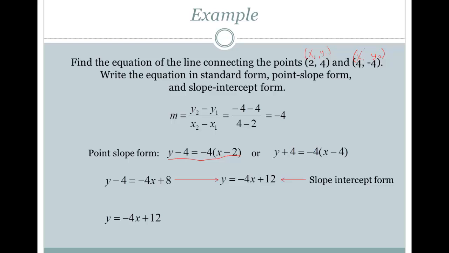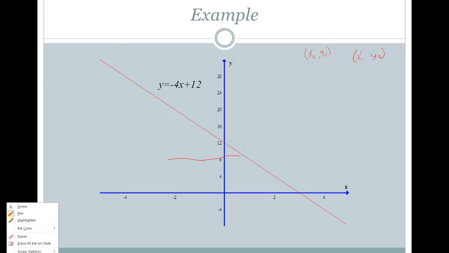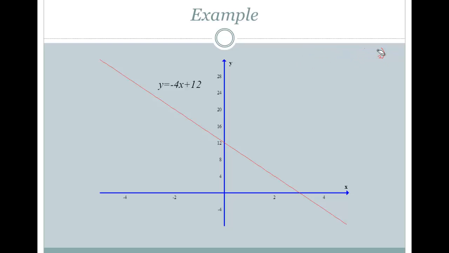Now if I want to get to standard form, I have to bring everything to the other side. No fractions here, and then that's going to be my general form. Okay. Let's move forward. There's the equation of that line right there. That's what it looks like. Get rid of some of this. Okay, so let's keep moving on here.